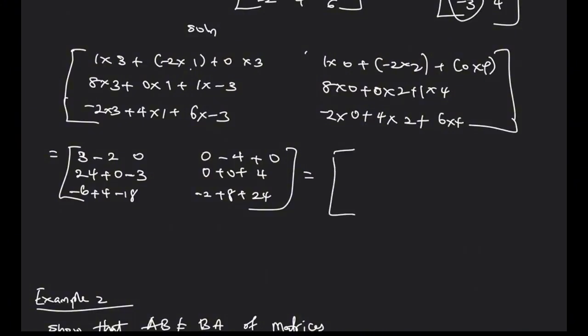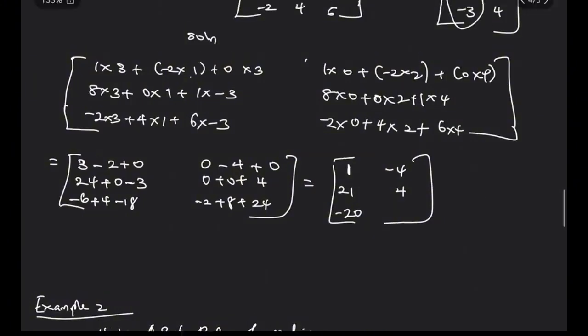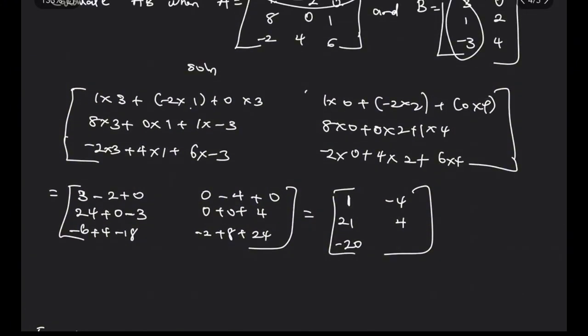So 3 minus 2 plus 0 is going to give us 1. And 0 minus 4 plus 0 is going to give us minus 4. And 24 plus 0 minus 3 is going to give us 21. And 0 plus 0 plus 4 is going to give us 4. Minus 6 plus 4 minus 18 is going to give us minus 20, and minus 2 plus 8 plus 24 is going to give us 32. Wait, okay, let me check again this last part now.